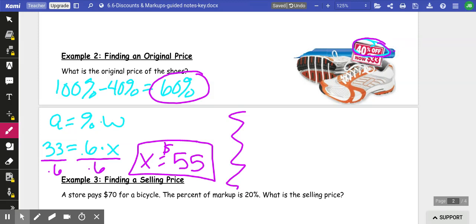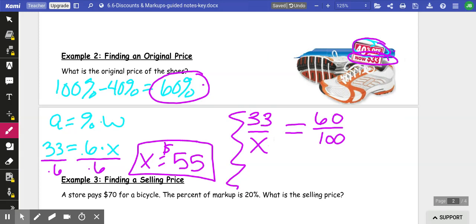So the 40% off means that we're paying 60% of the price. So if I set up my proportion, I'm still going to have 60% over the 100, and I know that the $33 is the 60% price, or the 40% off price. It is the 60% that I'm paying. So I need to put the X as the denominator.